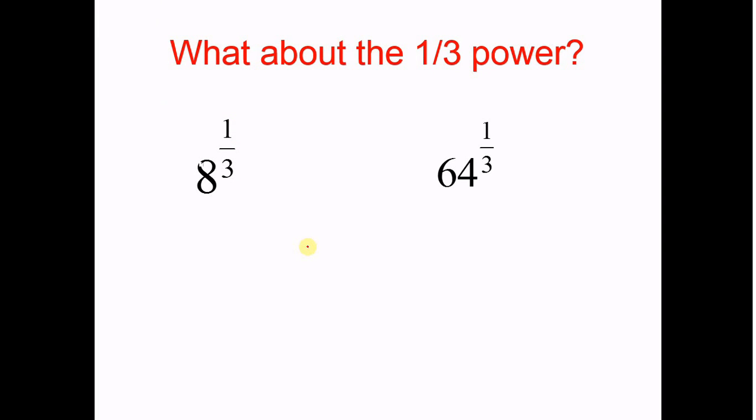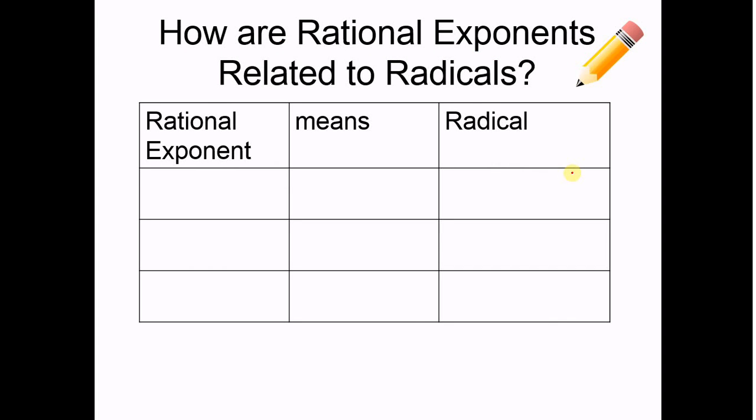What about 1/3 power? 8 to the 1/3, well, that's 2. If you try that on your calculator, you'd get that. 64 to the 1/3, that is 4. So you're really starting to think, Miss Marsh, how do you know this stuff? Well, rational exponents are related to radicals in a very simple way.